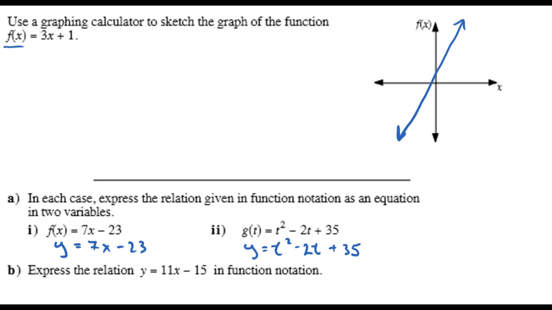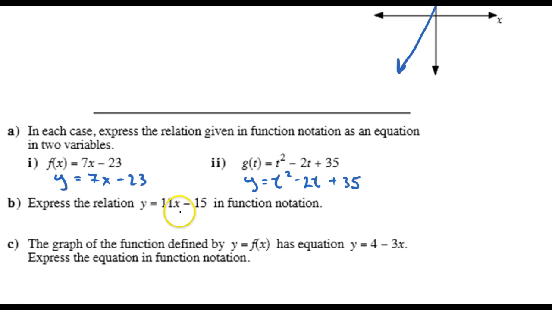Keep going. Express the relation y equals 11x minus 15 in function notation. Again, you just substitute the y for f at x. It doesn't have to be f. It can be any letter. It could have been p at x equals 11x minus 15.